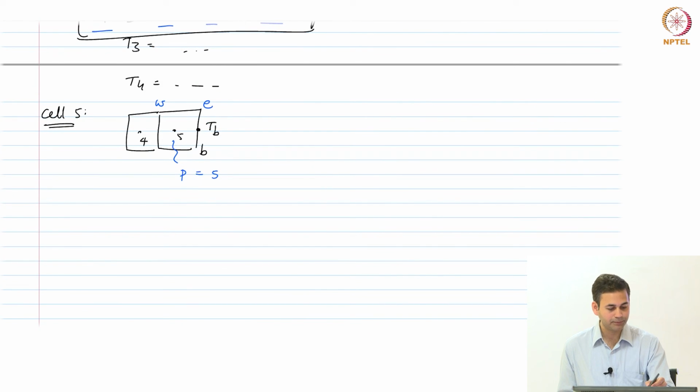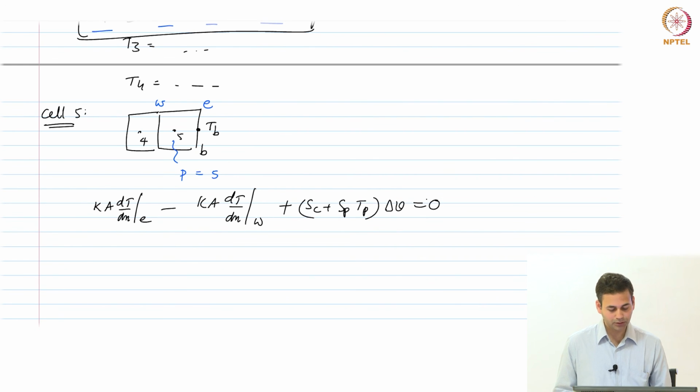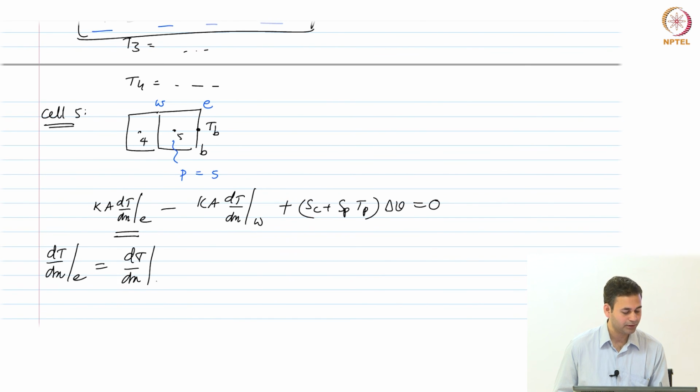Okay, we will go back and start off with our discrete equation, that was K A dT/dx east minus K A dT/dx west plus SC plus SP TP times delta V equals 0, okay, that is what we have. Now, for the east face, if we were to calculate dT/dx at east, that is dT/dx at B, would be what? Not 0. Why is it 0? It is an isothermal condition, right, it is not 0.